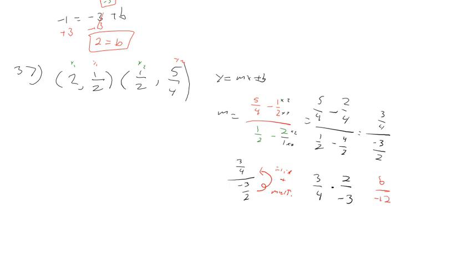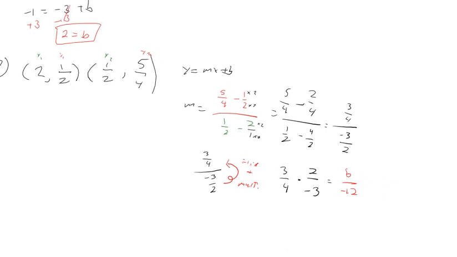And what does that become? Can I make this simpler? Yeah, divide by 2. Divide by 6, in fact. I can divide the whole thing by 6, and I'm going to get 1 over negative 2. These can simplify, right? And there's my slope: negative 1/2.